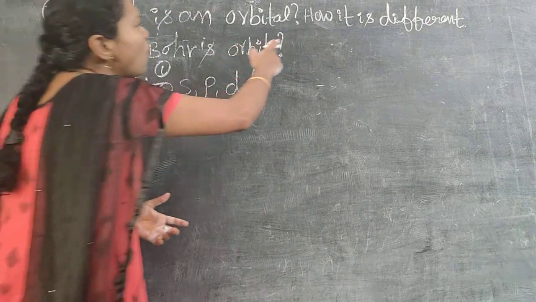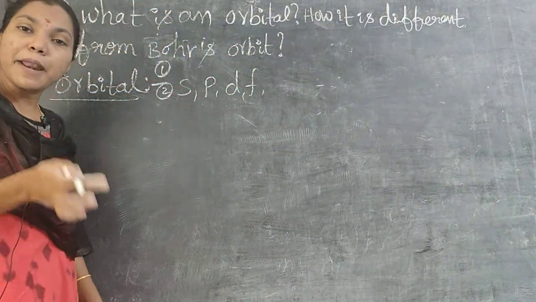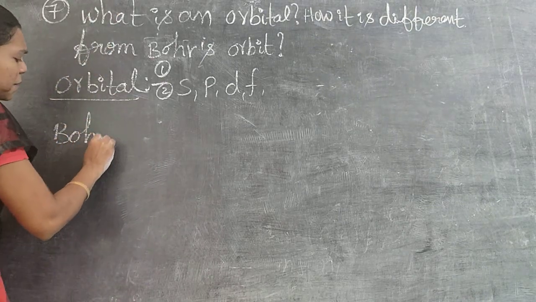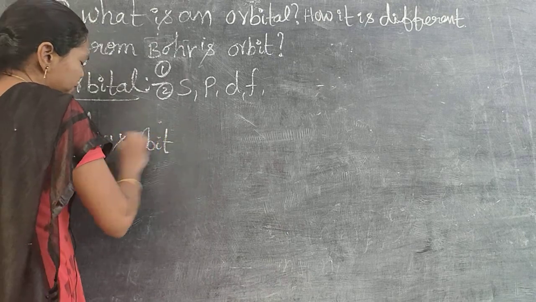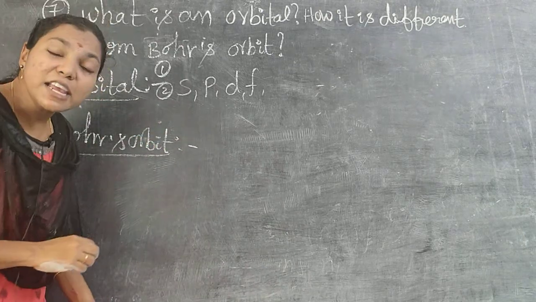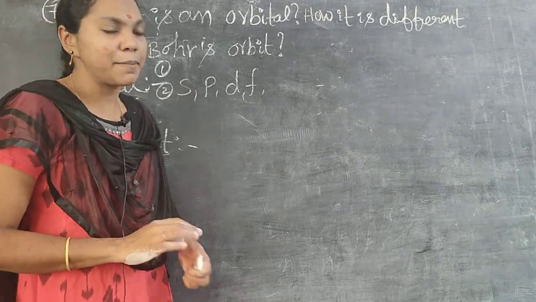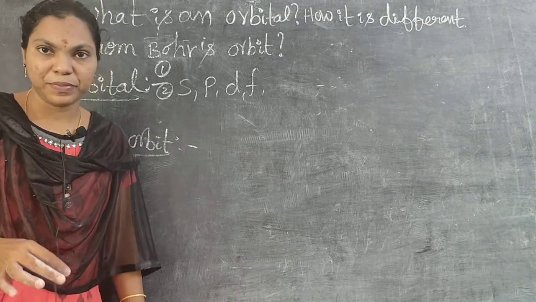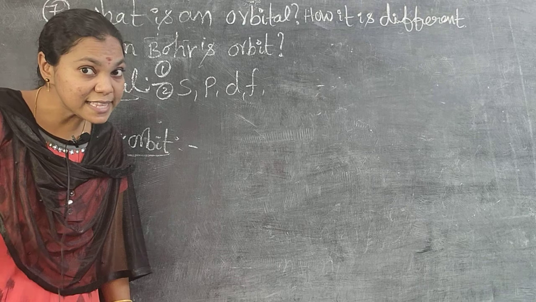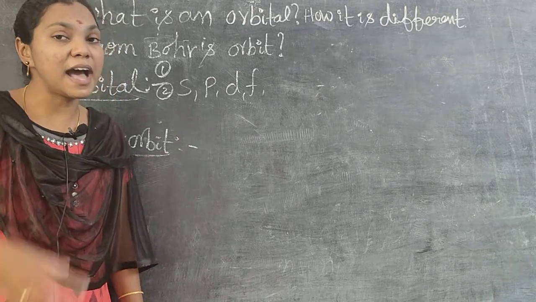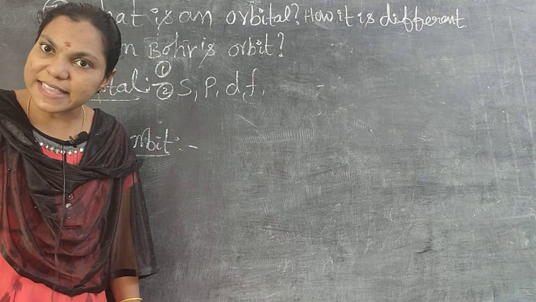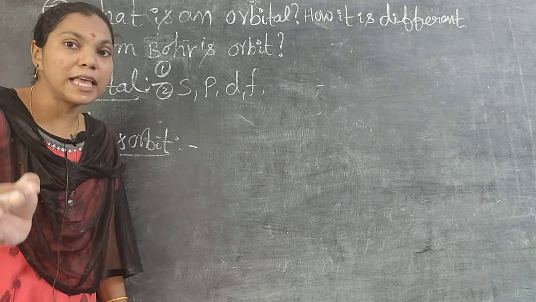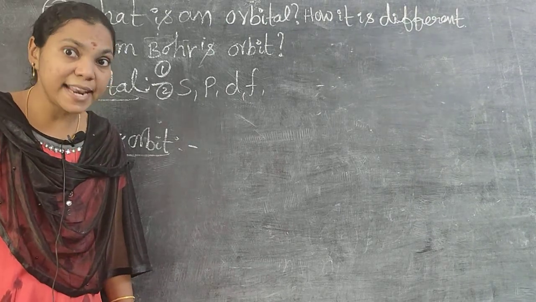So, next question is how it is different from Bohr's orbit. What is Bohr's orbit? Bohr's orbit is nothing but the electrons rotating around the nucleus in a circular path. The electrons are rotated or revolved around the nucleus in a circular path. That path is known as an orbit.